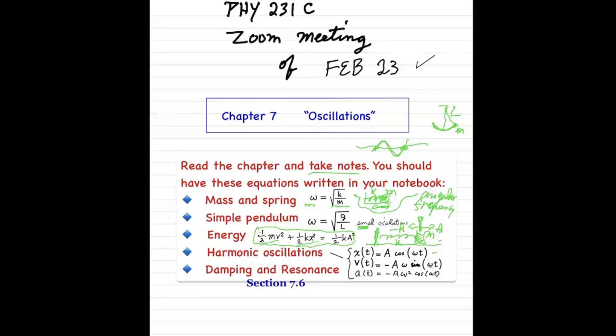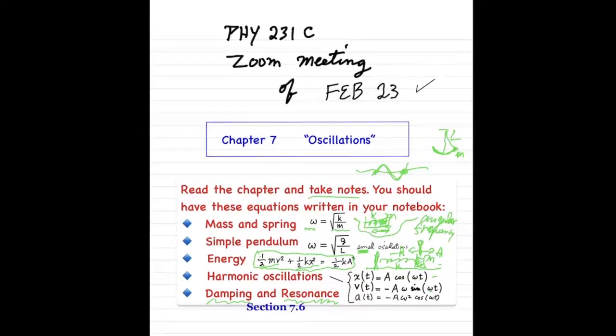And then there's a more difficult section, section 7.6, on the processes of damping and resonance, where you have an oscillator, but there's friction. So its oscillations will gradually die out. That's an example of damping. Or if it's being driven by a harmonic force, then you'll have the largest amplitude when the frequency of the driving force is the same as the natural frequency. That's called resonance.